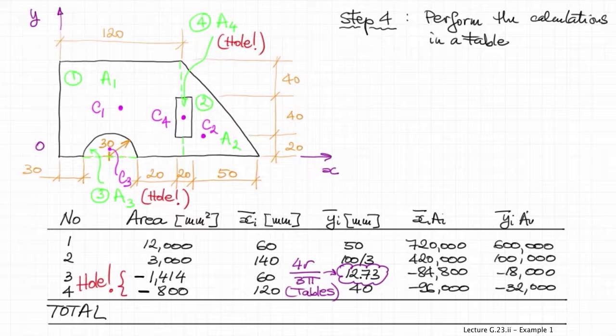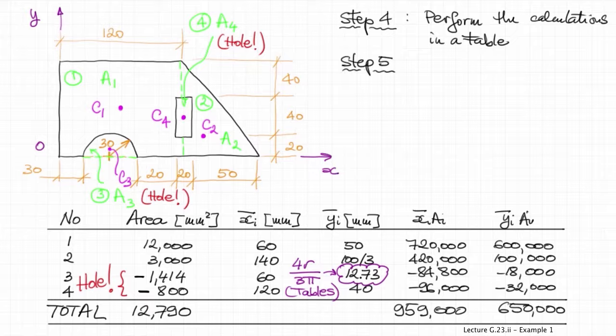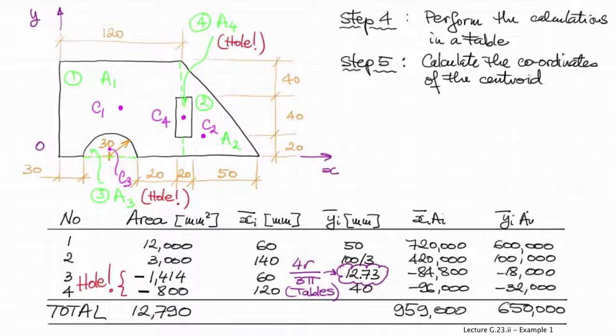Now, having done the multiplications in the last 2 columns, taking account of the algebraic sign, all we have to do is sum the columns of area and the last 2 columns as shown. And then finally, we go to step number 5, in which we actually calculate the coordinates of the centroid by using the formulae that we've learned recently.